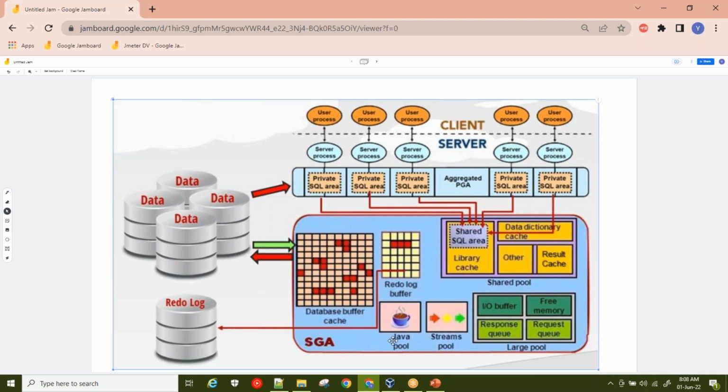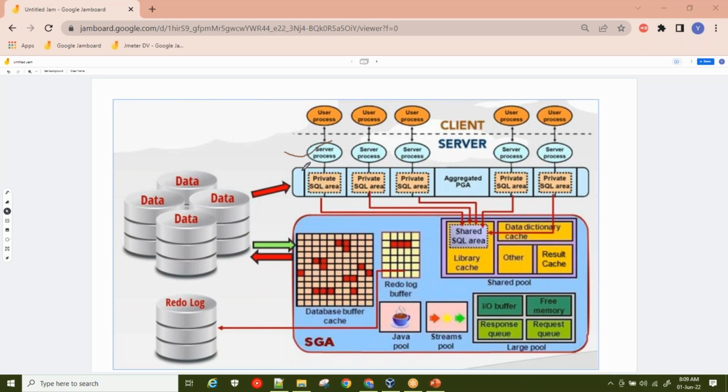Now as we see in this diagram, first it starts with the user process. Oracle DB is a multi-user database, so n number of users can perform activity at the same time. How does Oracle handle this? It uses something called a session ID. Based on the session ID, it creates a session, and that session is passed to the server process, and through the server process, to the PGA.